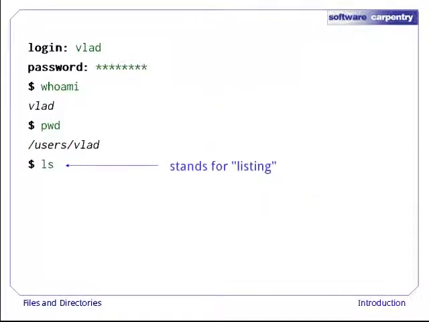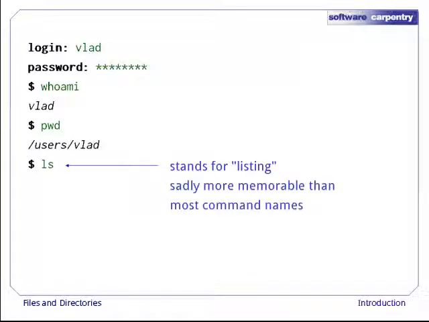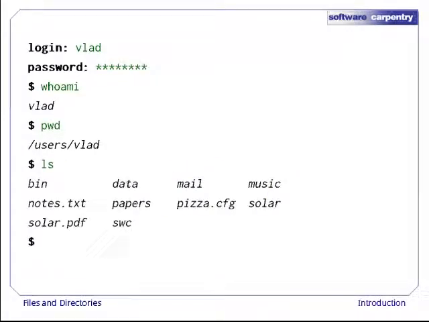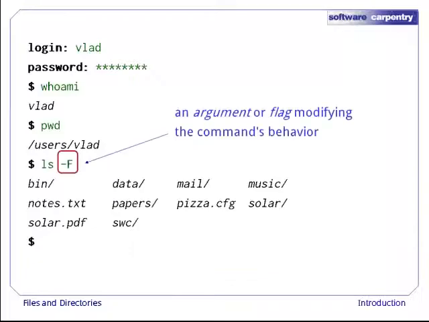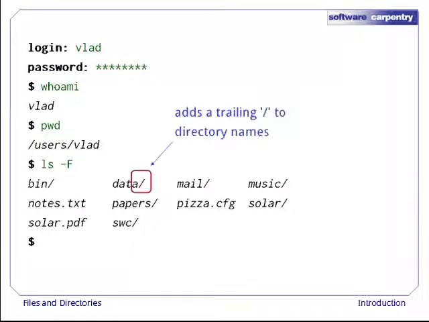Let's see what's inside Vlad's home directory by running ls, which stands for listing. It's not a particularly memorable name, but as we'll see, many others are unfortunately even more cryptic. ls prints the names of all the files and directories in the current directory in alphabetical order, arranged neatly into columns. To make its output more comprehensible, we can give it the argument or flag -F. This tells ls to add a trailing slash to the names of directories. As you can see, there are 7 of these. The names without slashes, notes.txt, pizza.cfg, and solar.pdf, are plain old files.